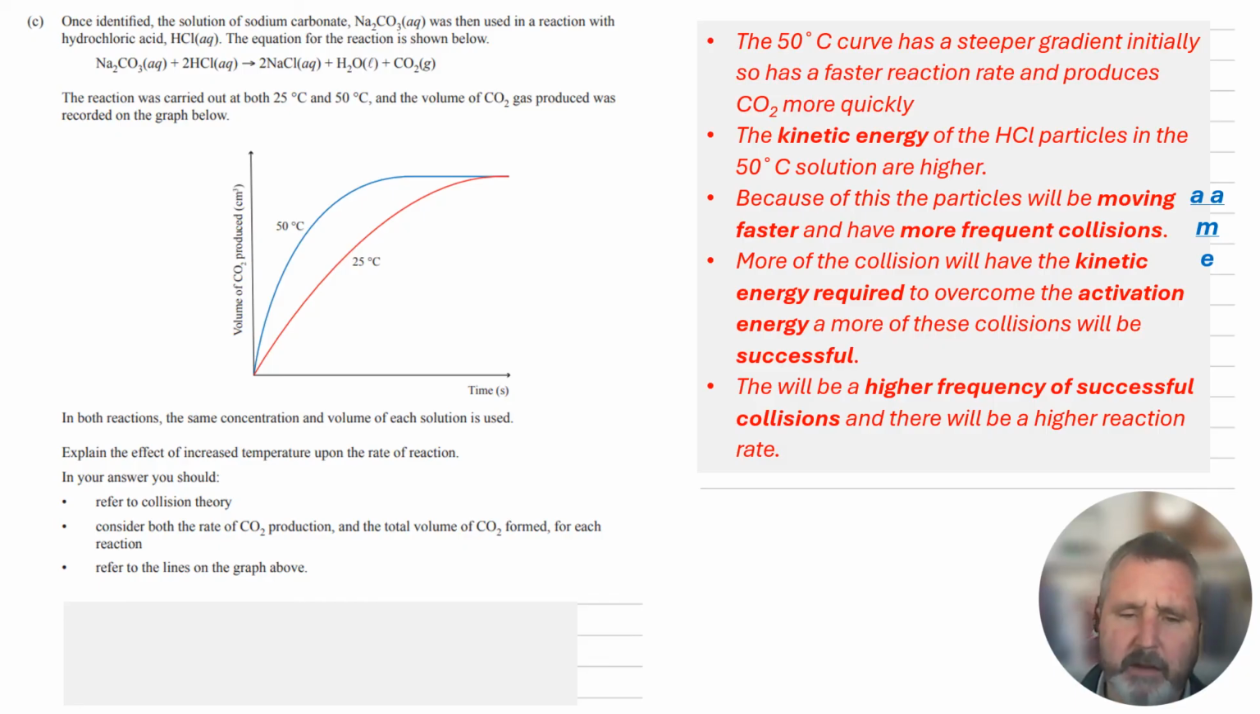And remember, the same amount of carbon dioxide is produced because they both have the same amount of reactants at the start. That's the end of the paper. That's the end of question 3.